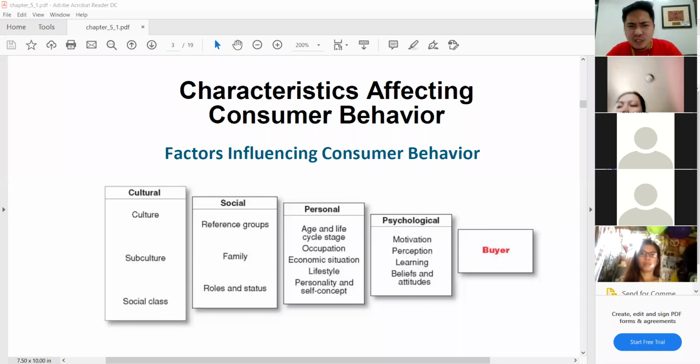The social factors. We have reference groups. Who do we refer to when we buy something? Is it someone you consider a friend? Is it your teacher? Is it an artist? That's why in the Philippines, we tend to buy something that is endorsed by our idol actors and actresses. So these are reference groups.